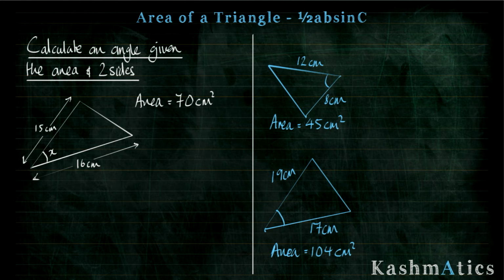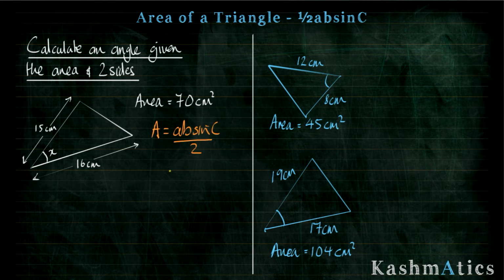Now in this example here, we're going to be calculating an angle given the area and 2 of the sides. As you can see, we're told the area is 70 centimeters squared. We're given one of the sides which is 15 centimeters and the other one which is 16 centimeters, and we need to work out what this angle needs to be to get to this area. Just like before, I'm going to write down the formula. So A is equal to AB sine C divided by 2.